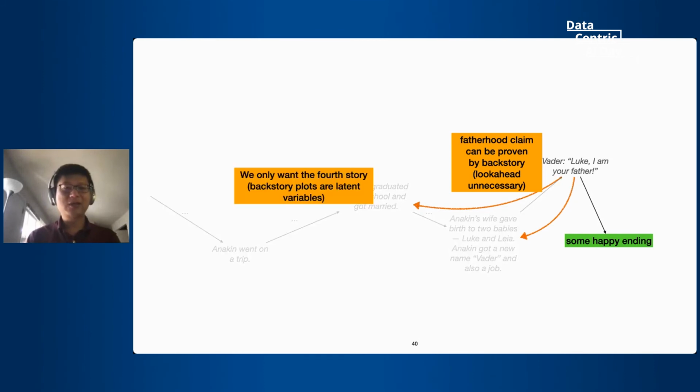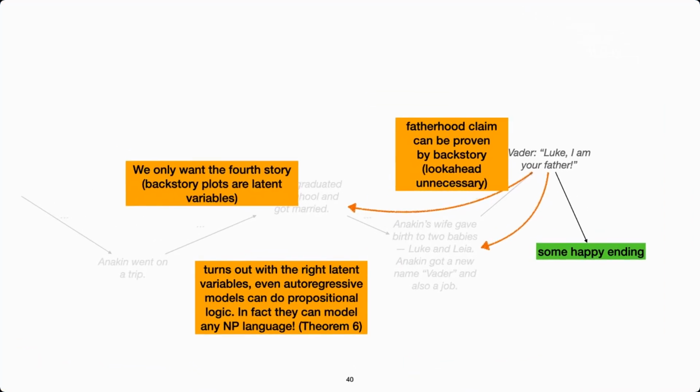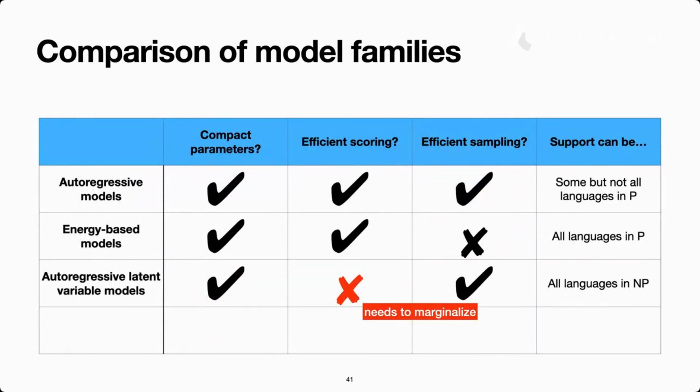Here, we are only interested in the last story. So the previous three stories are regarded as latent variables. It turns out that with the right latent variables, even autoregressive models can do propositional logic. In fact, they can model any NP language. The thing that autoregressive models have to give up is efficient scoring. Since there are latent variables, they must be marginalized out, and that can be expensive.